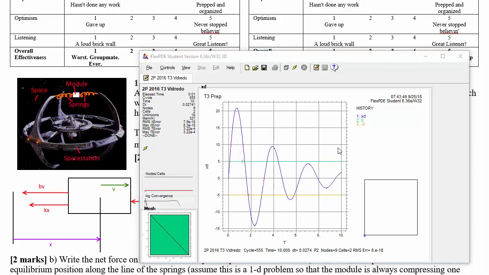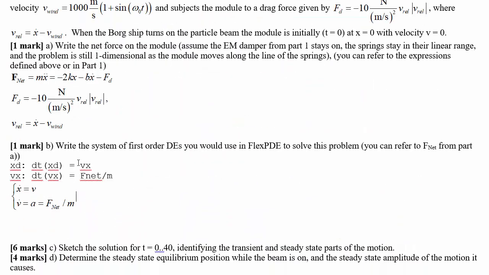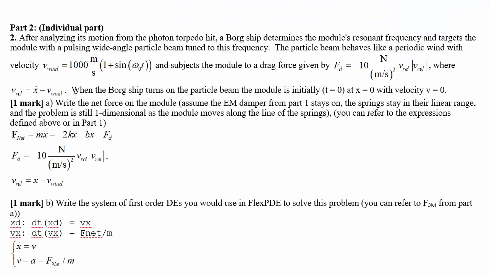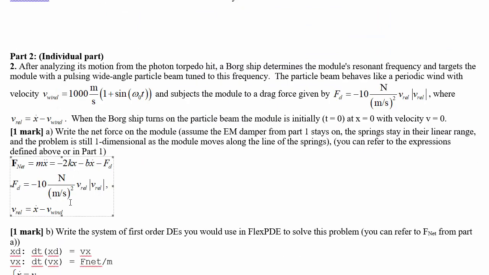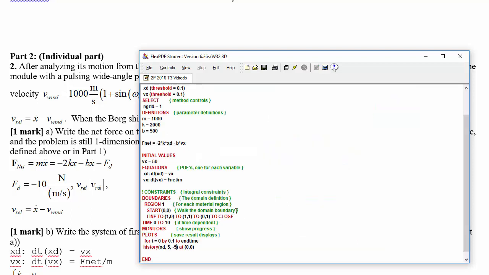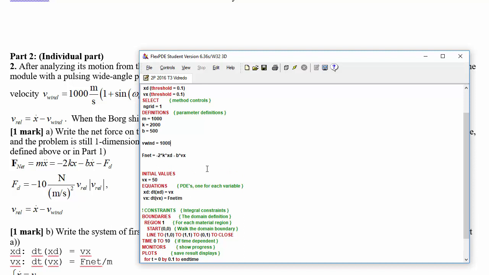Nice. So the next thing to do is to add in this much more complicated force to deal with the wind that's being applied. So let's define the wind, let's define the relative velocity, and then let's add in this new damping force in those three steps. So first, the wind is equal to, we'll actually need to put this above Fnet so we can add it in to Fnet later. V wind is equal to 1,000 times 1 plus sine of, what was it, W naught T?